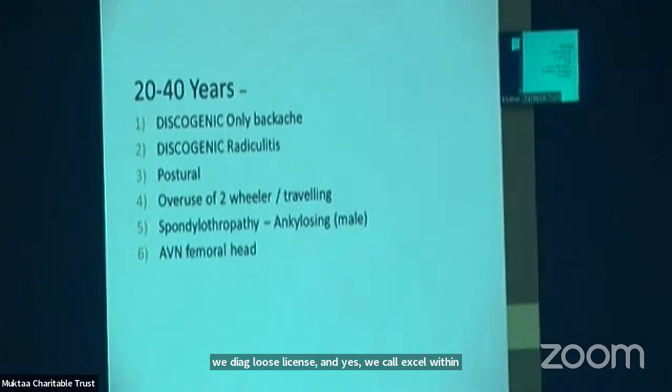In the age group of 20 to 40 years, discogenic with only backache. So this degeneration has started, and the patient will not have radicular pain, and he will have only backache. With this, he will also have radiculitis. Postural is again common, overuse of two-wheeler, because this is the active age group, earning age group, and in this age group you should think of a history of overuse of two-wheelers.